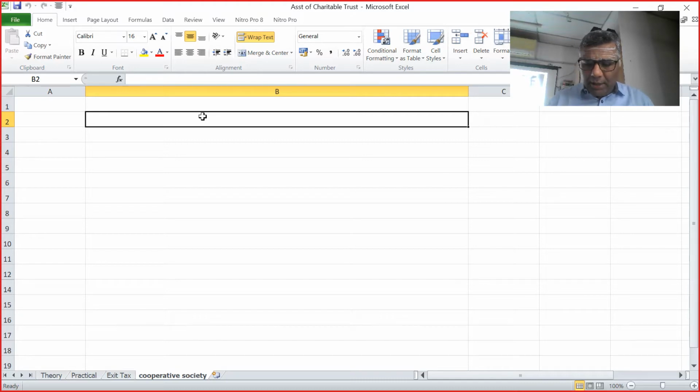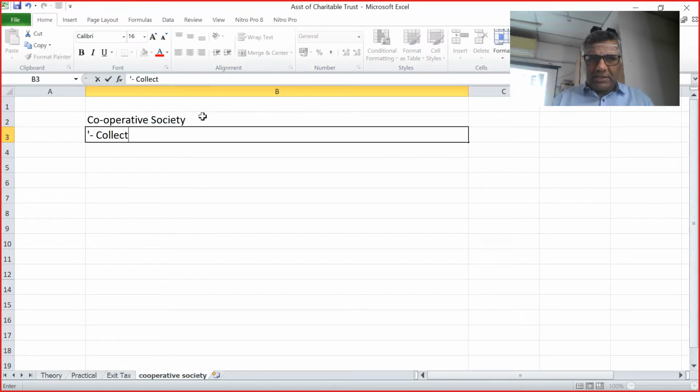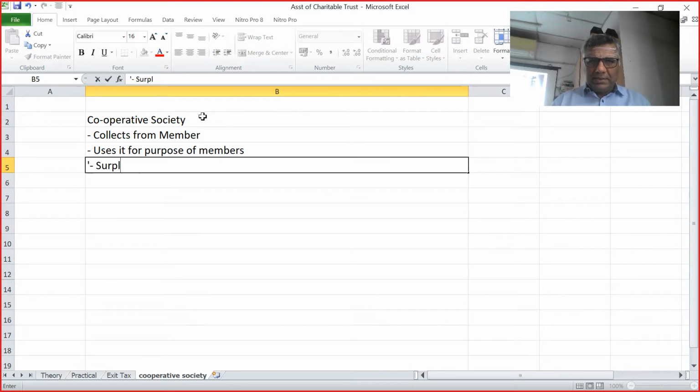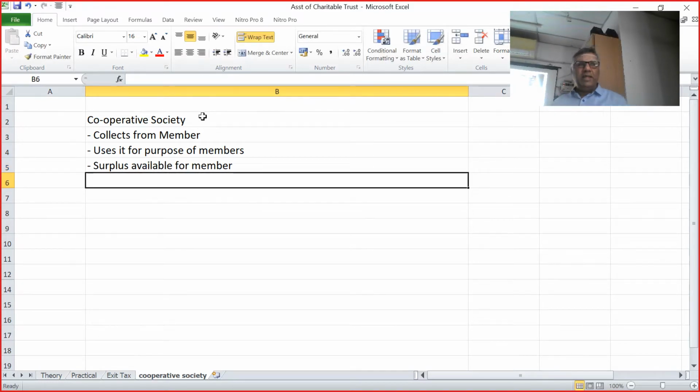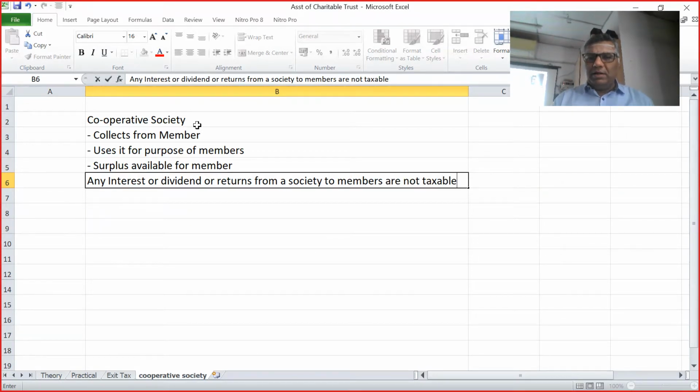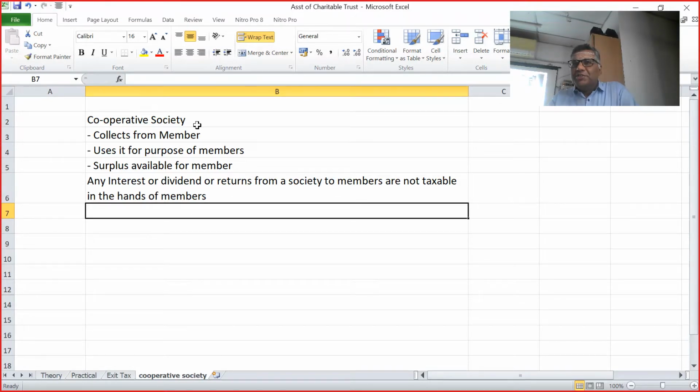Please understand. A cooperative society collects from members, uses it for the purpose of members, and the surplus is available for members. Following these three aspects, any interest or dividend or returns from a society to members are not taxable in the hands of members. Any interest, dividend, or any type of return, because it is a mutual concern.